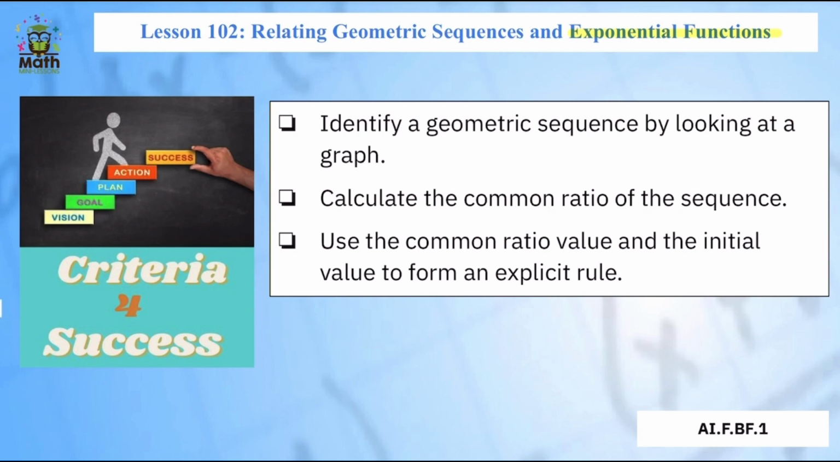So we're going to work through these. In this lesson, here's our criteria for success. We're going to identify the geometric sequence by looking at a graph. We're going to identify the common ratio of the sequence, and we're going to use that common ratio and the initial value to form an explicit rule.